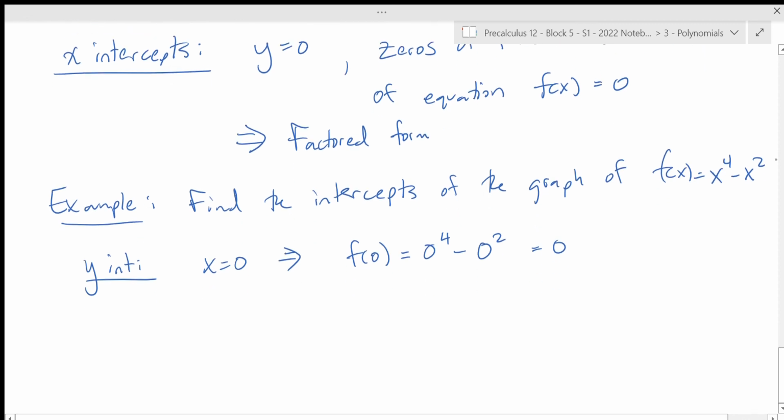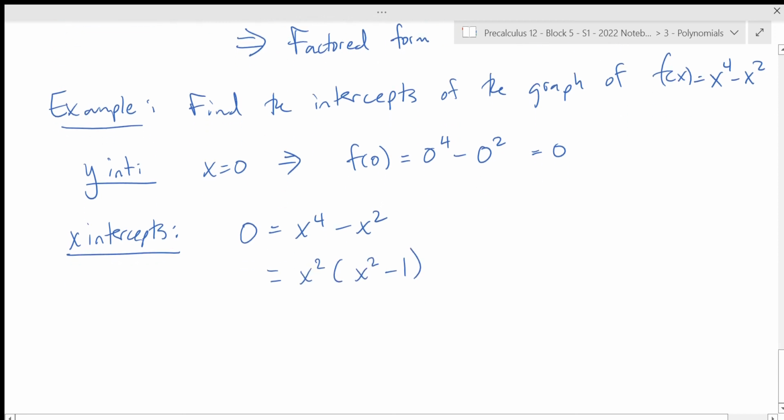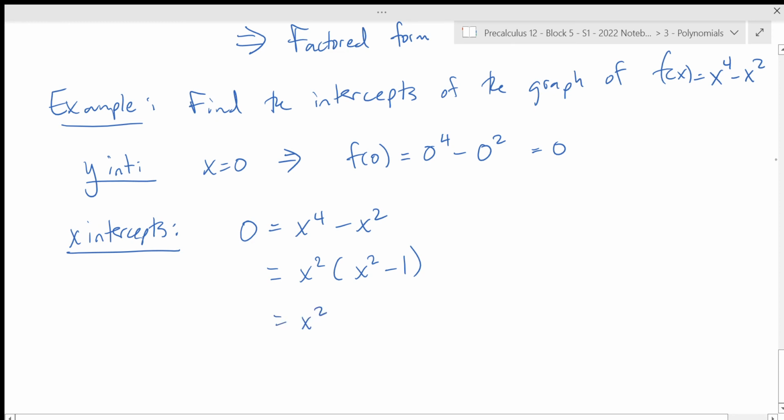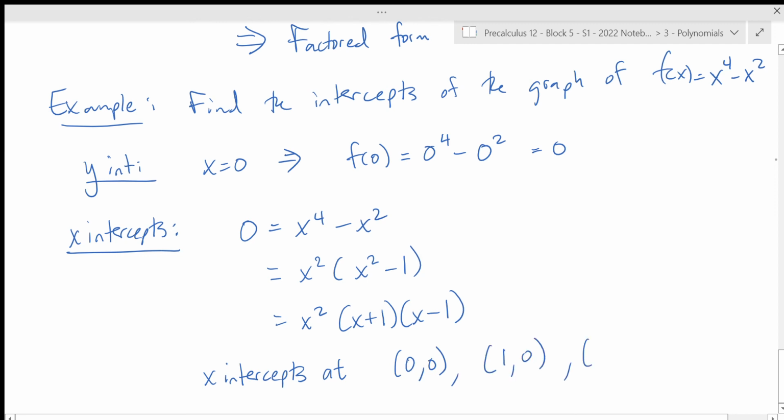Now we're going to look for x-intercepts. So we have 0 equals x to the 4th minus x squared. We're not going to add x squared to both sides because we never divide by a variable. This is going to be x squared times x squared minus 1, which factors to x squared times x plus 1 times x minus 1. So the x-intercepts, we have 0, we have -1, and we have positive 1: at (0, 0), (1, 0), and (-1, 0). Those are my x-intercepts from my factored form.